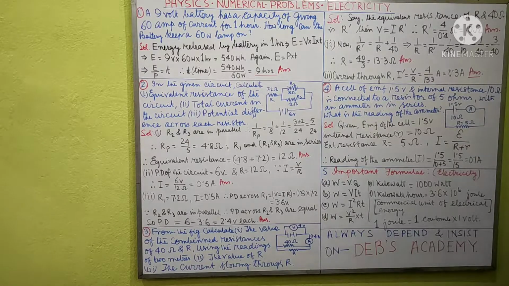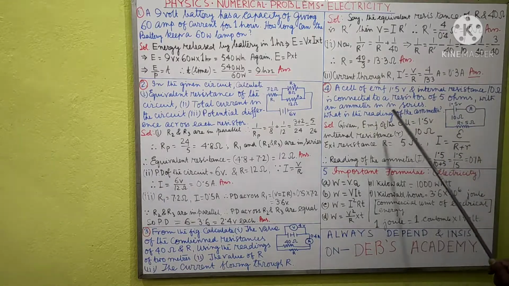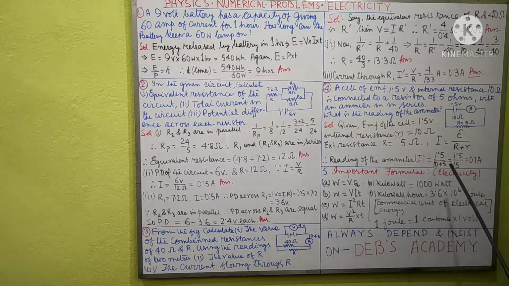A cell of EMF 1.5 volt and internal resistance 10 ohms is connected to a resistor of 5 ohms with an ammeter in series. What is the reading of the ammeter? We have to find out the reading of the ammeter.